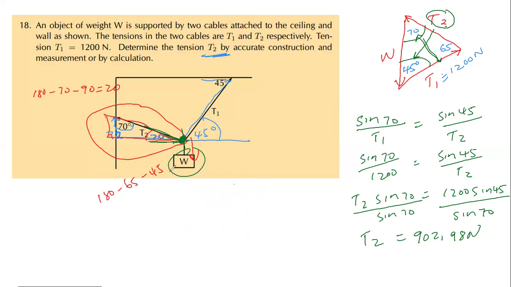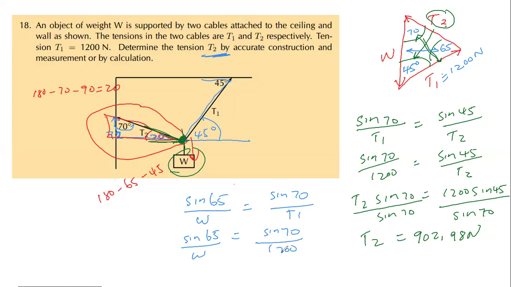All right. So I'm going to do the same thing. I'm going to use T1 and the 70 and the 65, this one. Sine 65 over weight is going to be sine 70 over T1. So it's going to be sine 65 over weight equals sine 70 over 1,200.